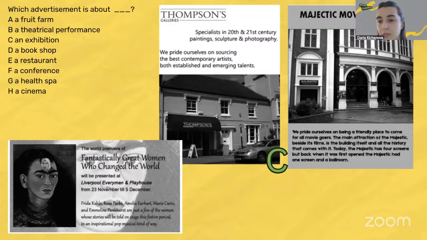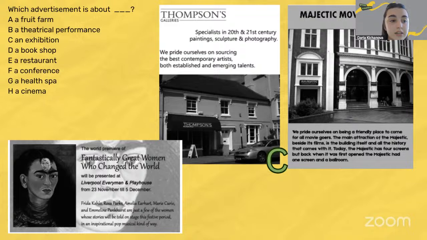We are going to talk about Majestic Movie Theater. And there we have a text. We pride ourselves on being a friendly place to come for all moviegoers. The main attraction of the Majestic, besides its films, is the building itself and all the history that comes with it. Today, the Majestic has 4 screens, but back when it first opened, the Majestic had 1 screen and a ballroom. So what is this text about?